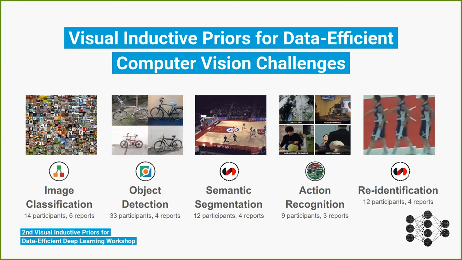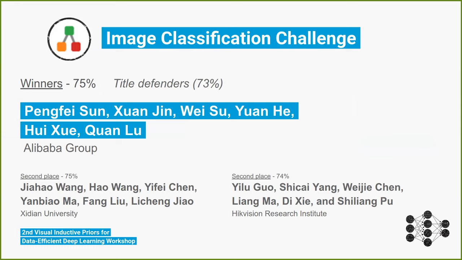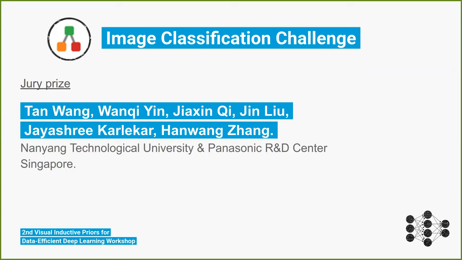So let's start with the classification challenge. The winner of this year's classification challenge is the team from Alibaba Group. So congratulations. And the jury prize went to the group from Nanyang Technological University and Panasonic R&D Center from Singapore.